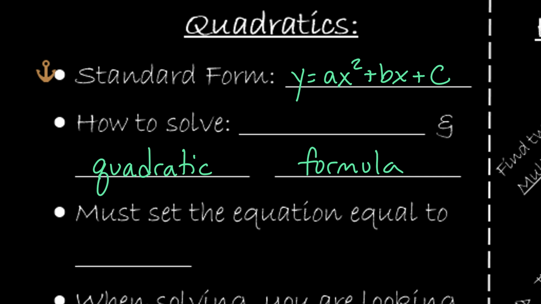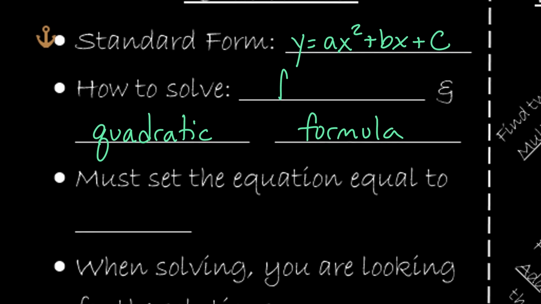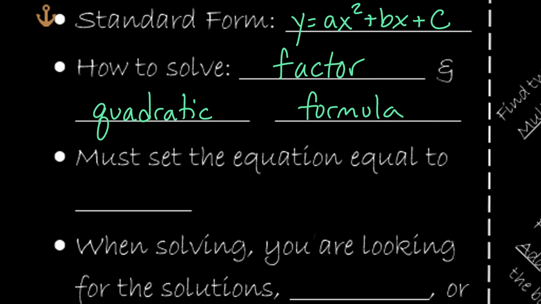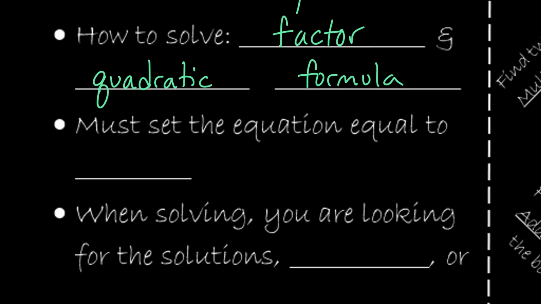Yes, exactly. I never learned that, but I've heard people sing it. And then what is the other way to solve? Starts with an F. Factoring. So you can either factor or you can use the quadratic formula. Now, in order to do either one of these things, what does your quadratic have to be set equal to? 0, yes.